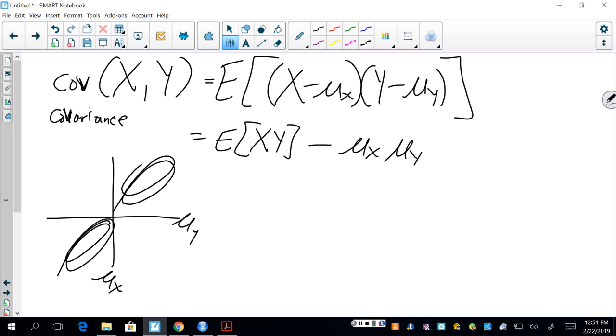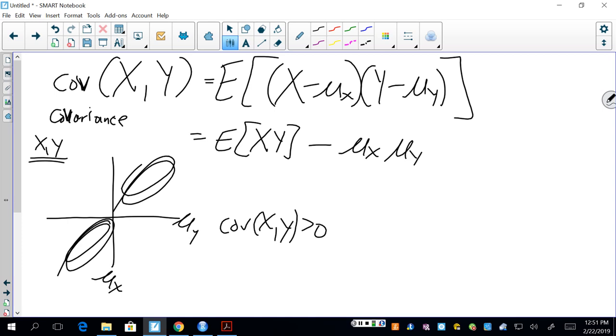So if x tends to be big when y is big, or x tends to be small when y tends to be small. So this is the xy plane pictured here. And the values we would see for the combinations tend to be going up or down together, right? Then covariance, which should be bigger than 0. And these things should be positively associated with one another.